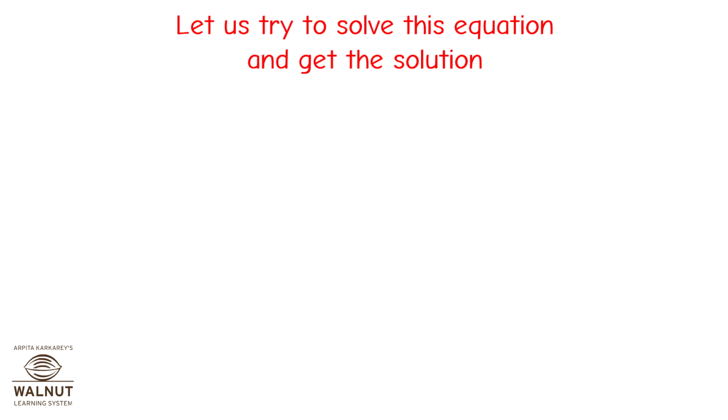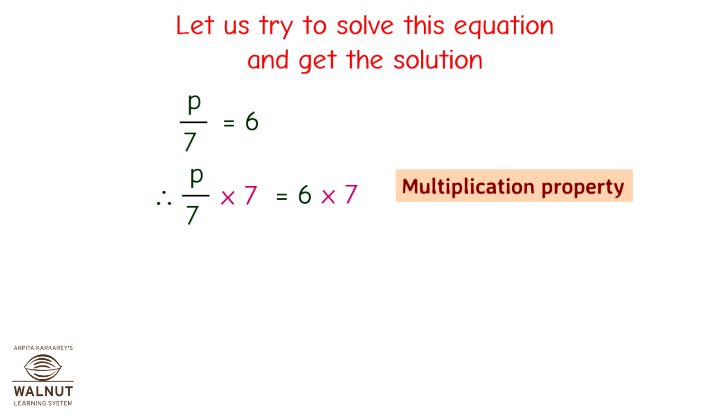Let us try to solve this equation and get the solution. P upon 7 is equal to 6. Since we have P upon 7 in the equation, we multiply by 7 to both the sides of the equation to get the value of P. Therefore, P upon 7 multiplied by 7 is equal to 6 multiplied by 7. Here, we are using the multiplication property of an equality.